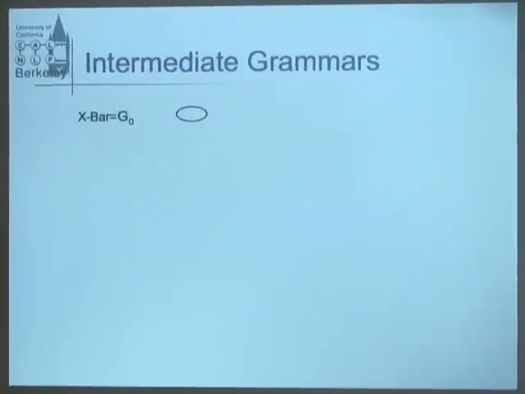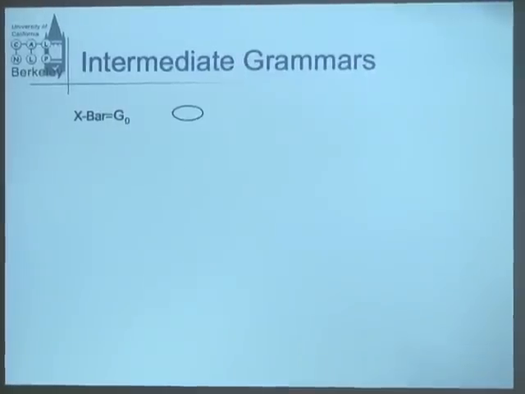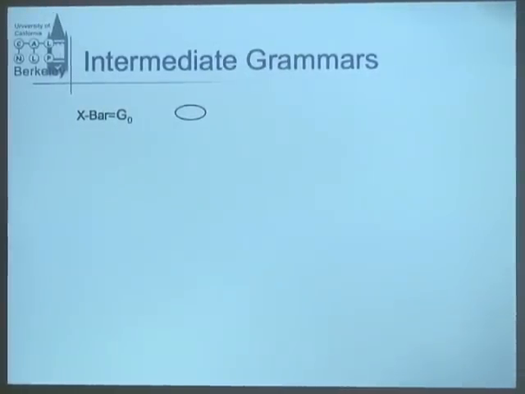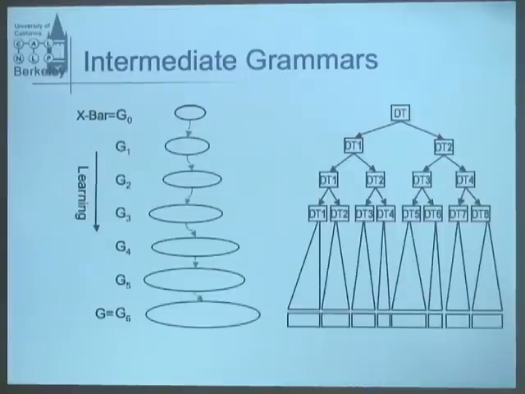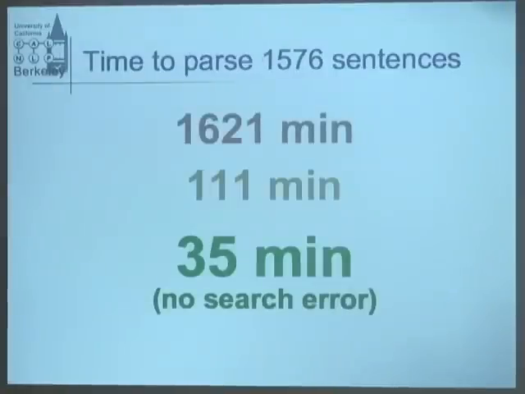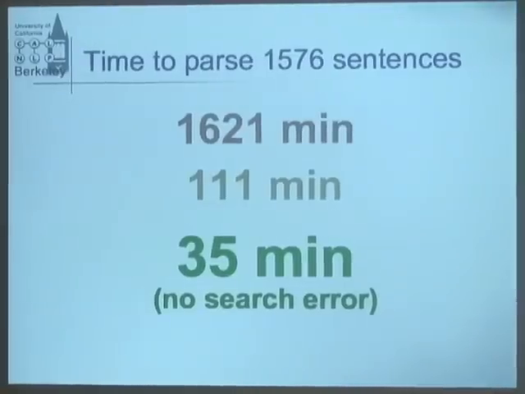One question that arises is where to get the intermediate grammars from. One thing that comes immediately to mind is that in training, we're producing them already. We're splitting each thing iteratively, so we can just keep them around and use them for pruning. And in fact, it works quite well. Again, with the threshold tuned so that we don't make any search error on the development set, we are down to 35 minutes now, and this becomes reasonable. But we can do better.